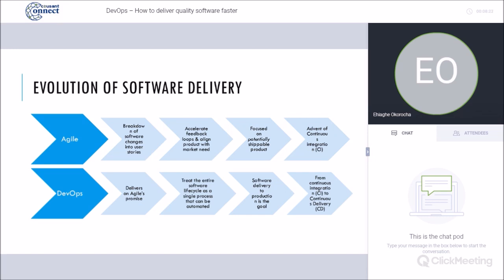So now, what is DevOps then? DevOps took Agile one step further. Where Agile promised us a potentially shippable product, DevOps has taken us one step further by delivering on that promise and actually giving us that product in production. It treats the whole software lifecycle as a single process that can be automated, so that we can eventually deliver those changes to production. So that's one step on from Agile, and we've moved from continuous integration to continuous delivery. Those are two things I'm going to be talking about a lot through the course of this webinar.